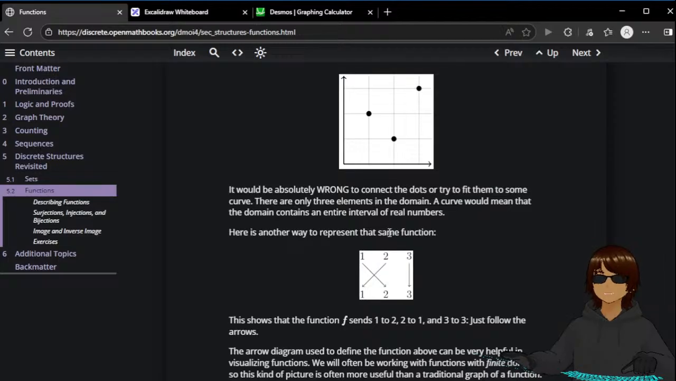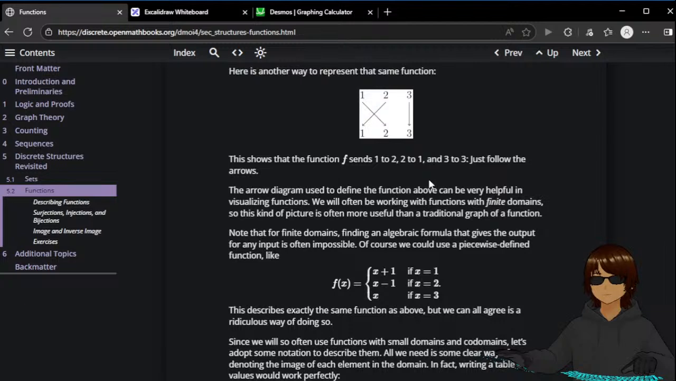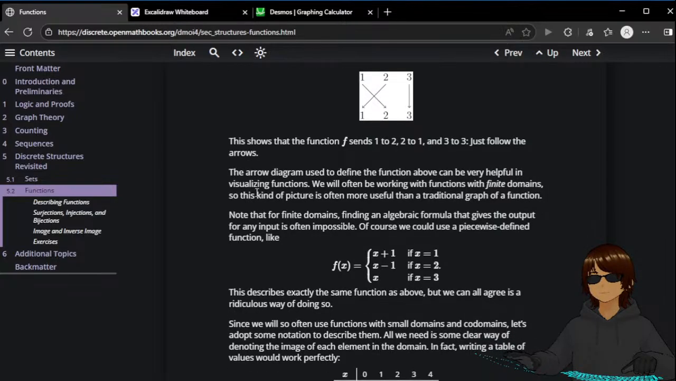Here is another way to represent that same function. So 1 goes to 2, 2 goes to 1, and 3 goes to 3. This shows that the function f sends 1 to 2, 2 to 1, and 3 to 3. The arrow diagram used to define the function can be very helpful in visualizing functions.